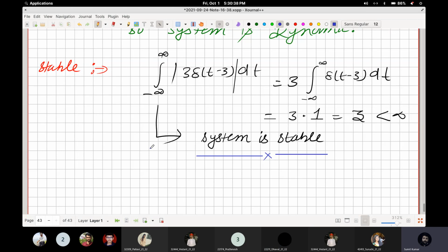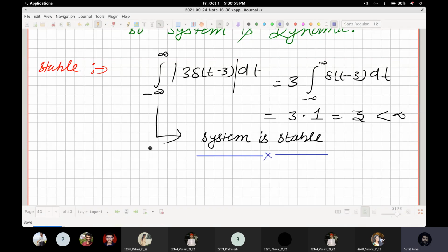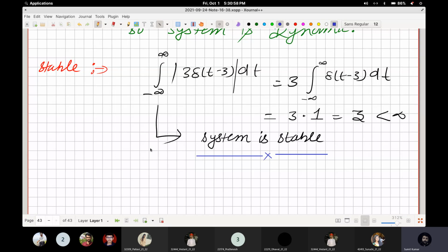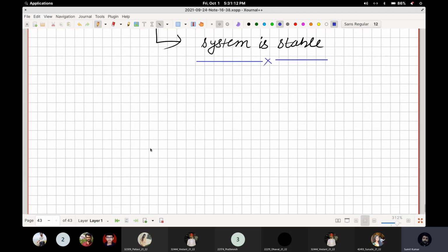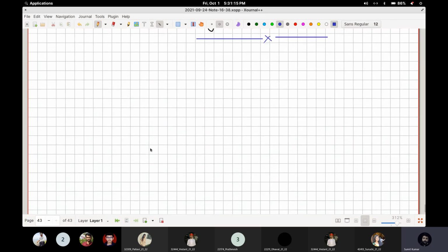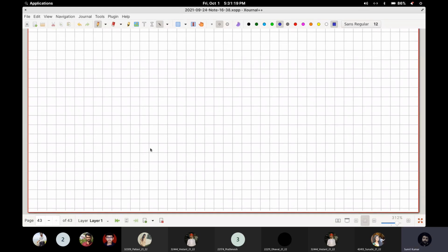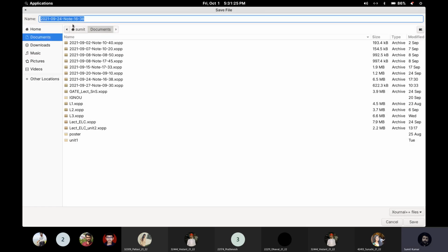Now we are going to discuss the Fourier series representation of a periodic signal. Basic system analysis is complete; I have discussed the basic systems. So now we will discuss the Fourier series representation of a periodic signal. But before learning about Fourier series, what we need to do is, okay, let me just save this.